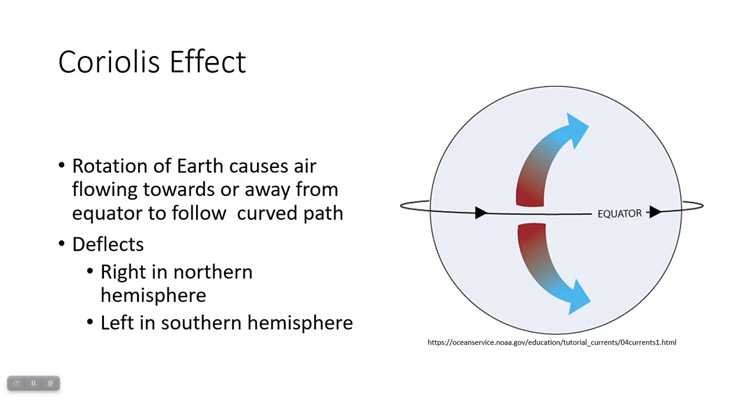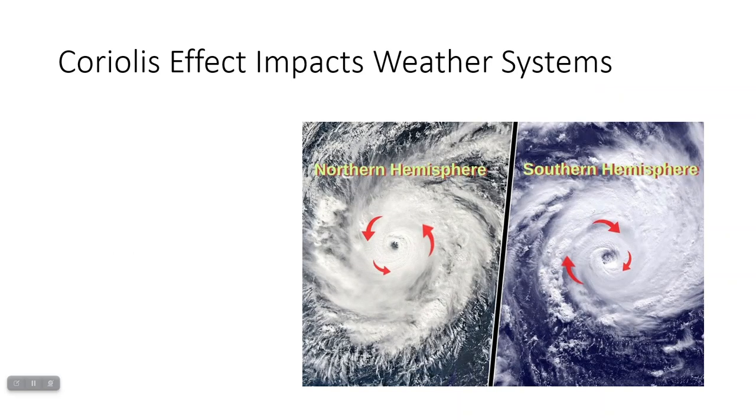This is why, if you see the flight path that a plane is taking or a rocket, it's always going to be a curved path because of this Coriolis effect. What relevance does this have? Well, it impacts weather systems.